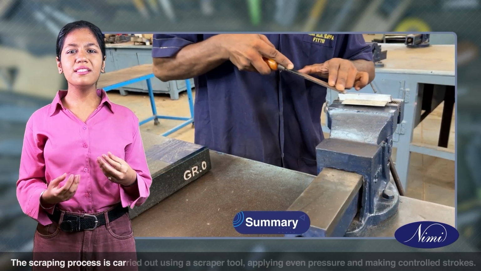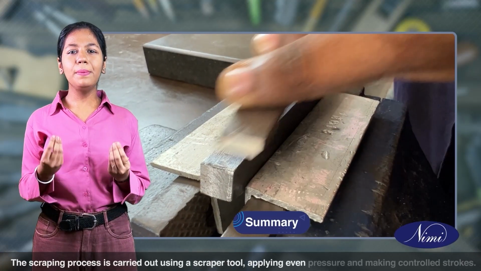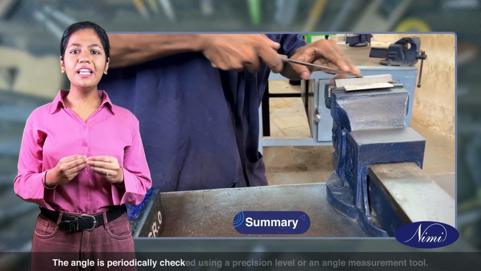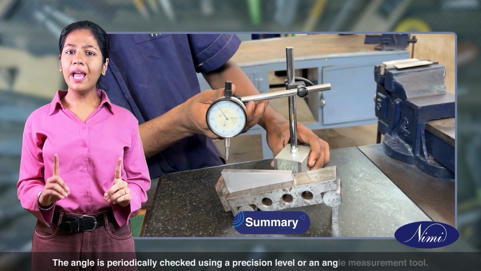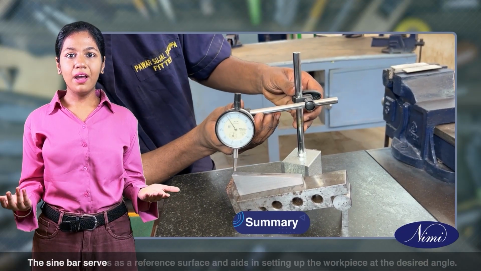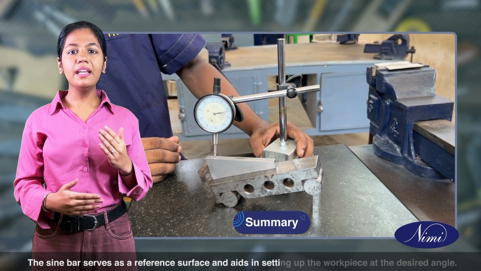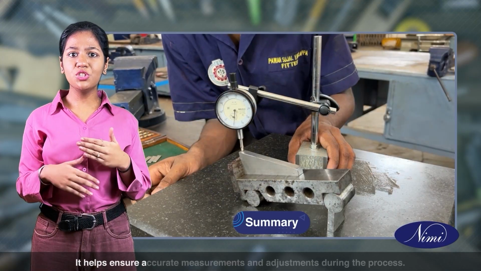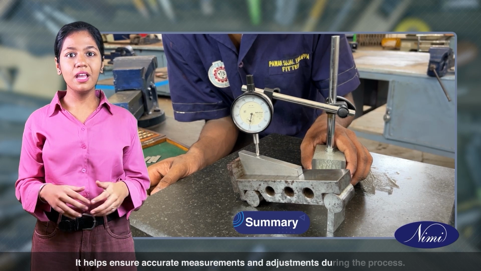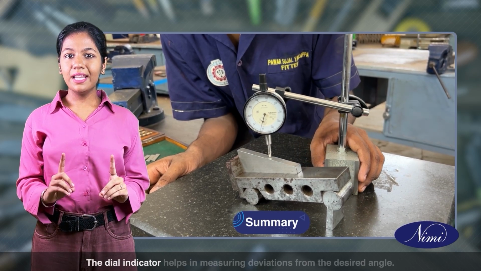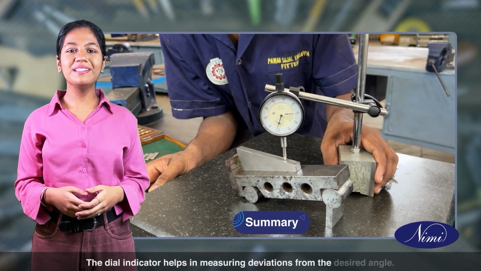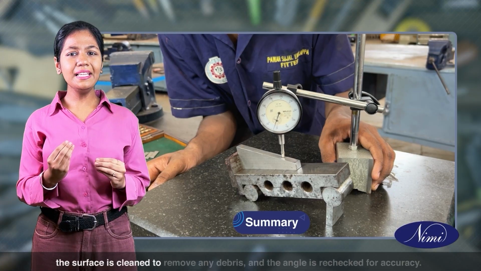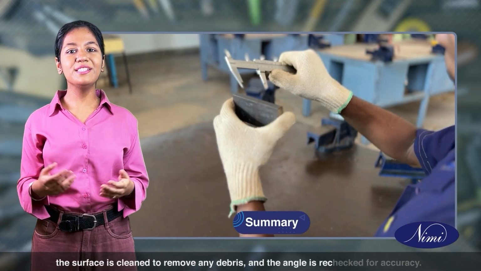The scraping process is carried out using a scraper tool, applying even pressure and making controlled strokes. The angle is periodically checked using a precision level or an angle measurement tool. The sine bar serves as a reference surface and aids in setting up the workpiece at the desired angle. It helps ensure accurate measurements and adjustments during the process. The dial indicator helps in measuring deviations from the desired angle. Once the desired angle is achieved, the surface is cleaned to remove any debris and the angle is rechecked for accuracy.